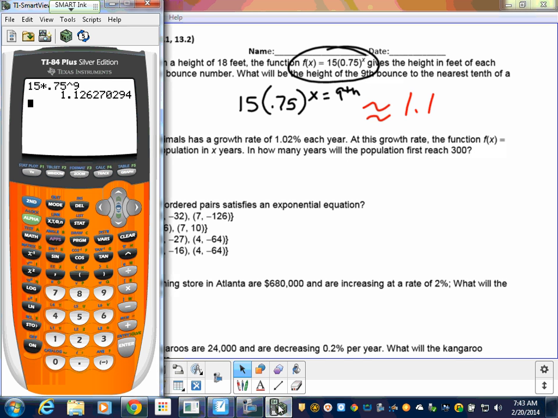Now, same question. Had it asked us to round this off to the nearest hundredth, then we would have looked at the thousandths. And the thousandths number is 6. So what would that have rounded off to? 1.13. But this problem asks for the nearest tenth. So we just plug it in.